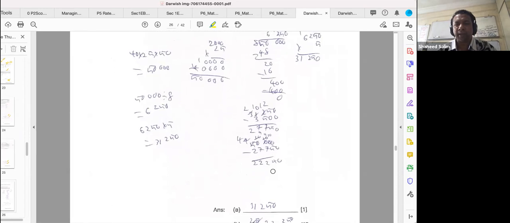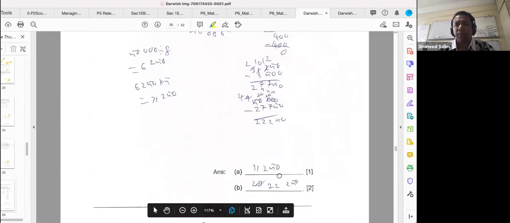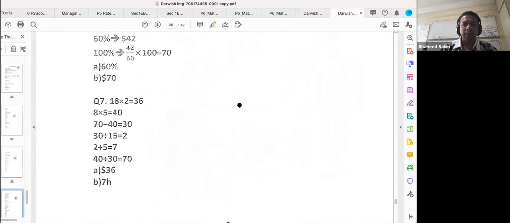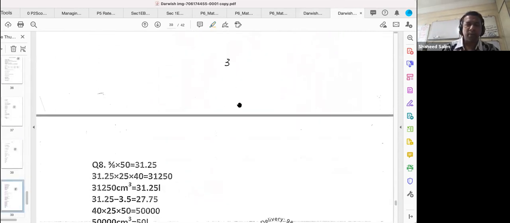What's the volume of the tank? You put 31250 cubic cm. Let's see whether you're right. Okay.